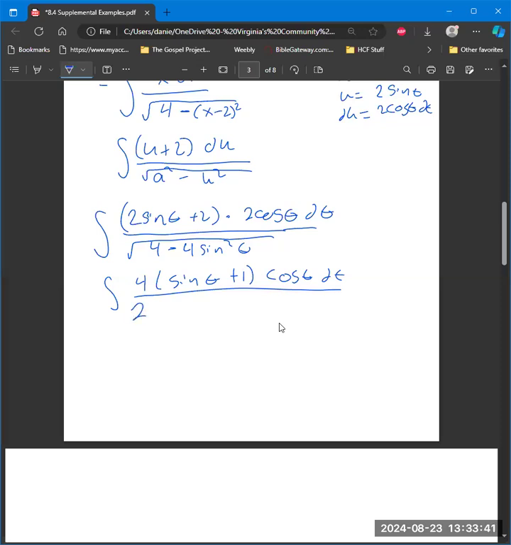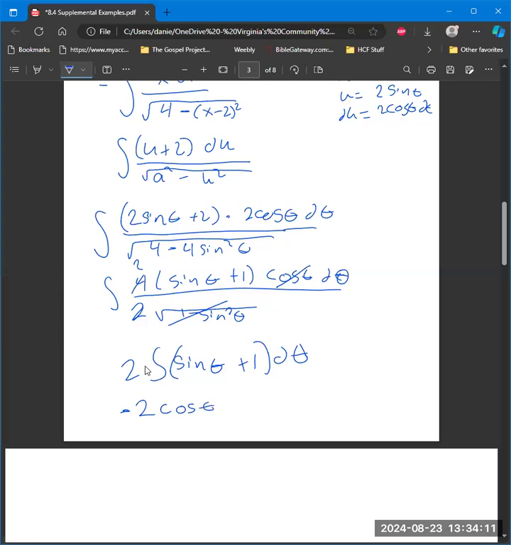Square root of 4 is 2. Root 1 minus sine squared theta. Underneath that is a cosine squared theta that cancels out with this cosine theta d theta. And I have 2 goes into 4 2 times, leaving me with a 2. Integral of sine theta plus 1 d theta is 2 times negative cosine of theta plus 2 theta plus c.